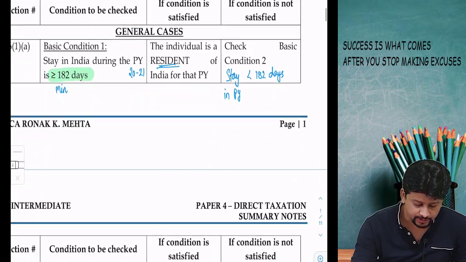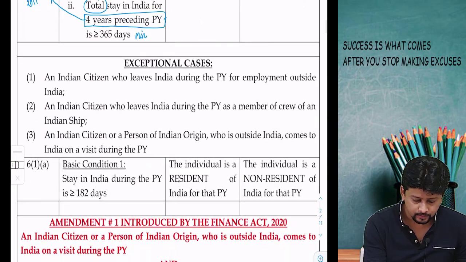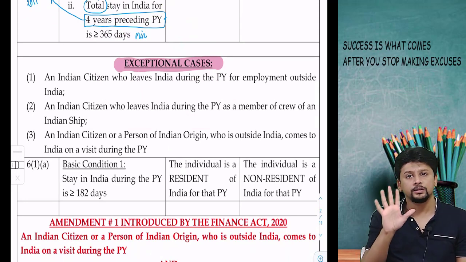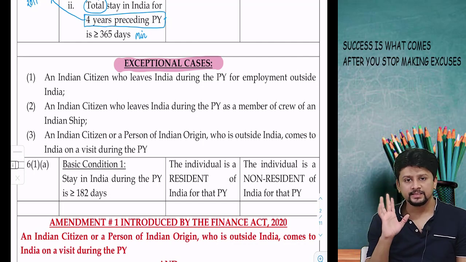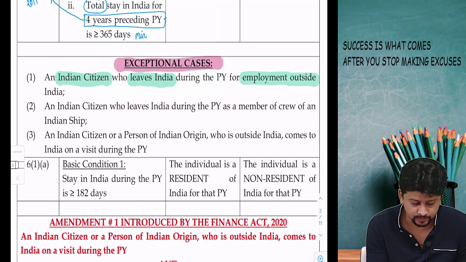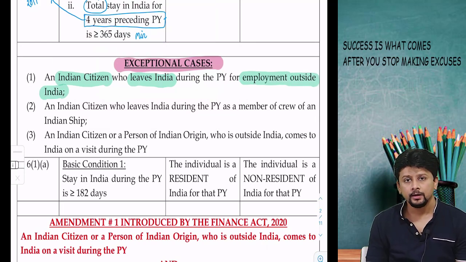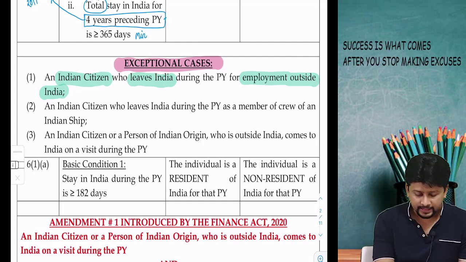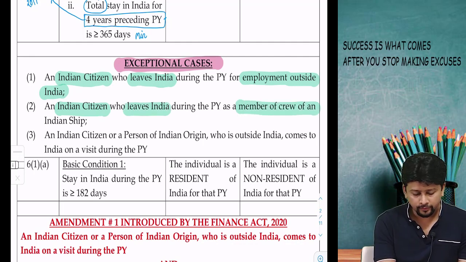Now, in this general case, there are certain exceptions created. 3 exceptions. As I've already told you, I'm going to discuss everything with you without the amendment first of all. Exception number 1: you are an Indian citizen who is leaving India for employment outside India, and in the current year you are leaving India for employment. Second, you are an Indian citizen who is leaving India as a member of crew of an Indian ship.